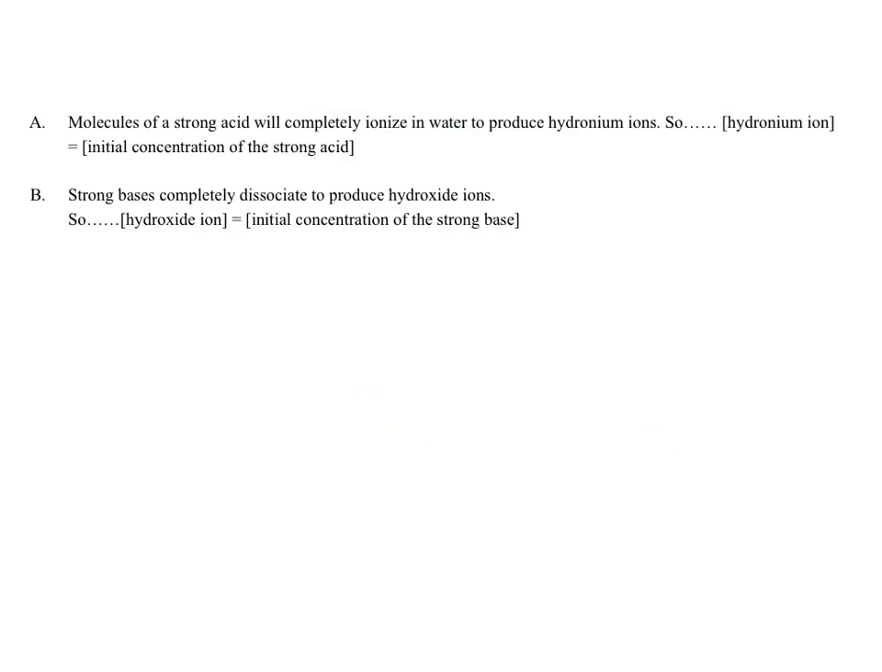Some important concepts when we're talking about acids and bases have to do with understanding what it means for something to be a strong acid and what it means for something to be a strong base. Strong acids and strong bases are the ones that completely ionize in water, completely dissociate. With acids, of course, we're producing hydronium or H plus ions. With strong bases, we're producing hydroxide ions.